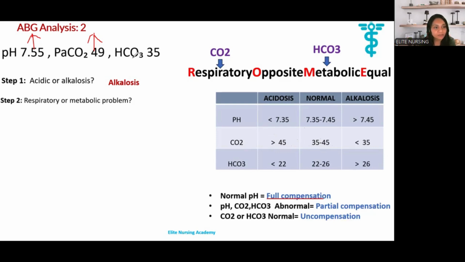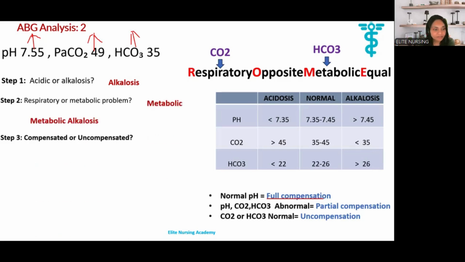Now let's look at the bicarbonate value. HCO3 is 35. The normal value is 22 to 26. This is greater than 26, which means it is higher. So here we get the match in the metabolic system. pH and HCO3 are both going in the same direction, equal, so metabolic alkalosis.